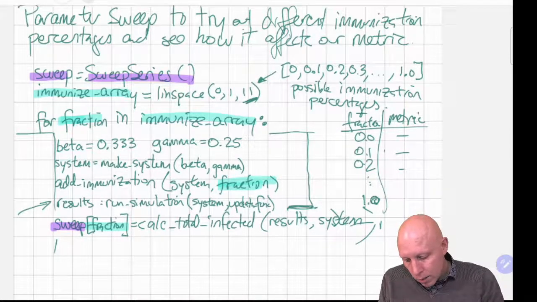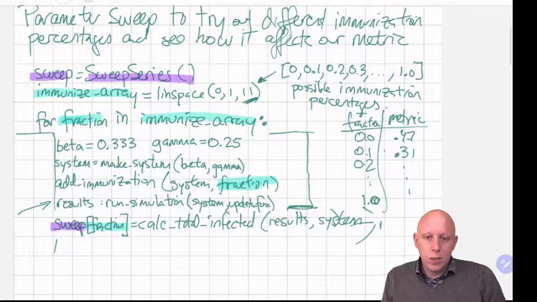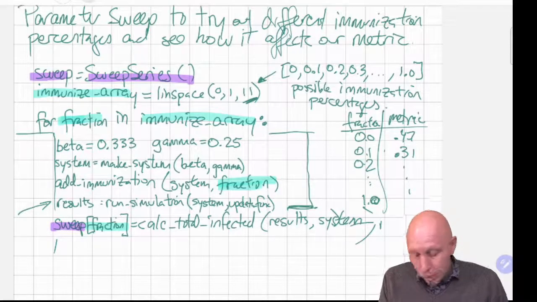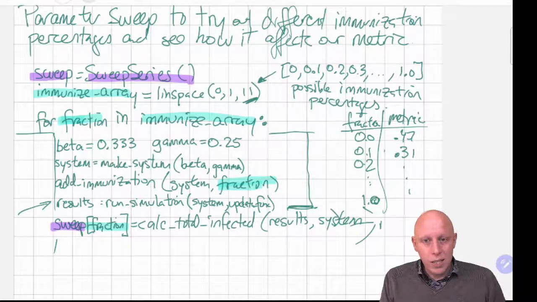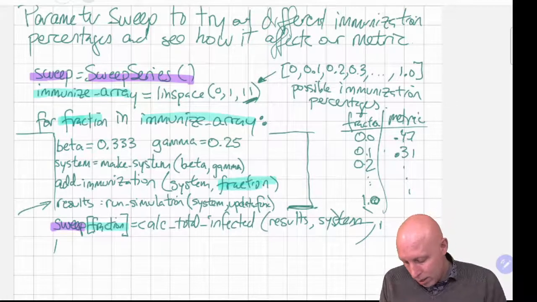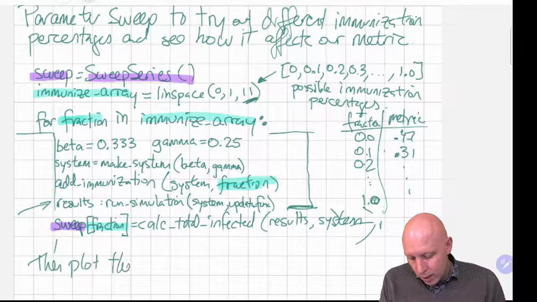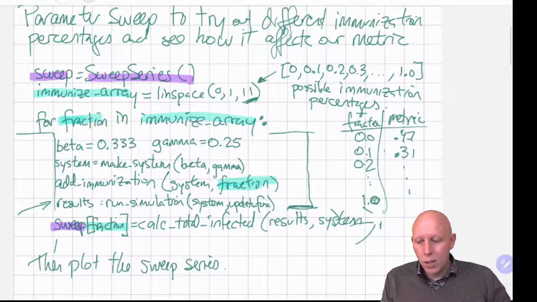And I guess we already know some of these values. The first one was 47%, the second one was 31%, and so a good thing to do then would be to plot this sweep series. All right, so let's go over to Python and see that in action.